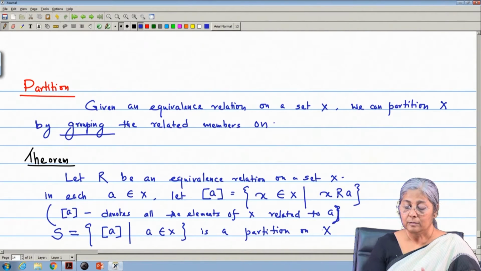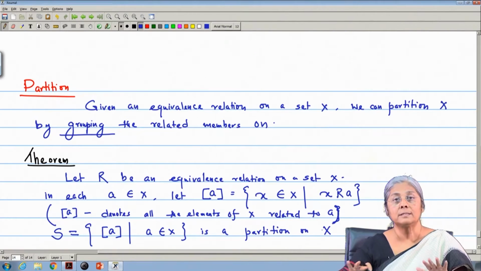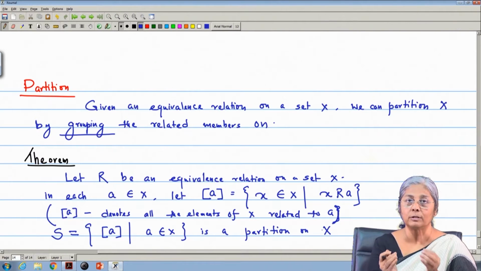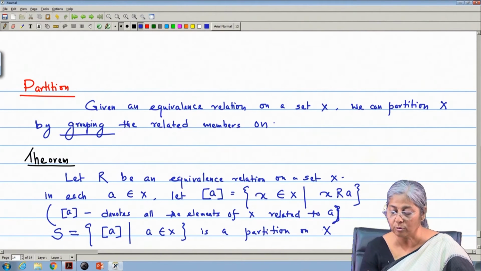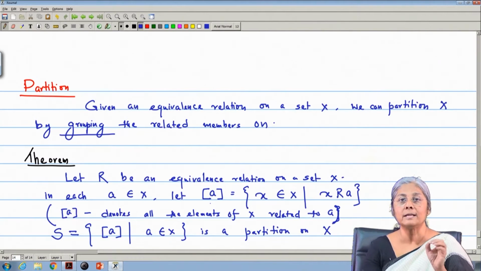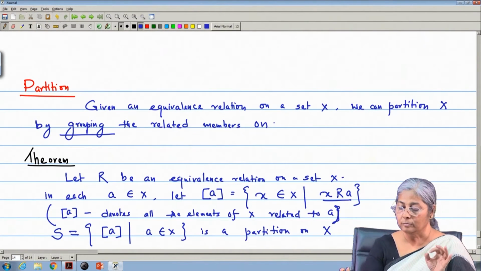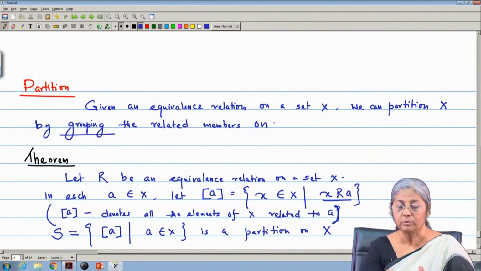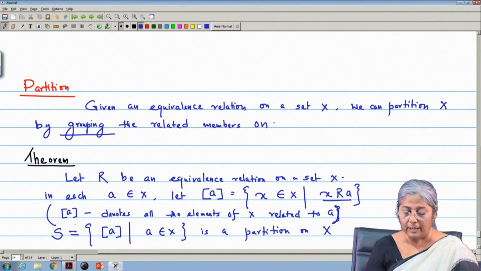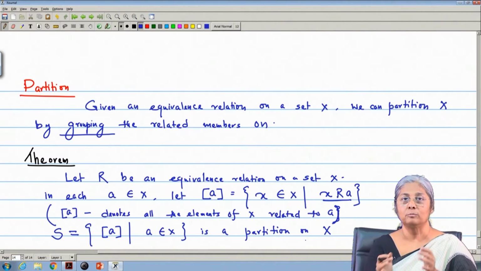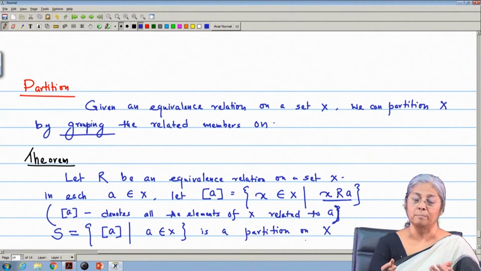So, in a very simple way, if R is an equivalence relation on a set X, we identify all the elements which are related, and we denote that by this box [a]. Say a is one such element, and for all x which are related to a, that is why we have written x R a. All these elements related to a we denote by the box [a], and this S, the set of these boxes, is a partition on X. That means all elements related to a are grouped together, and this is a partition on X.